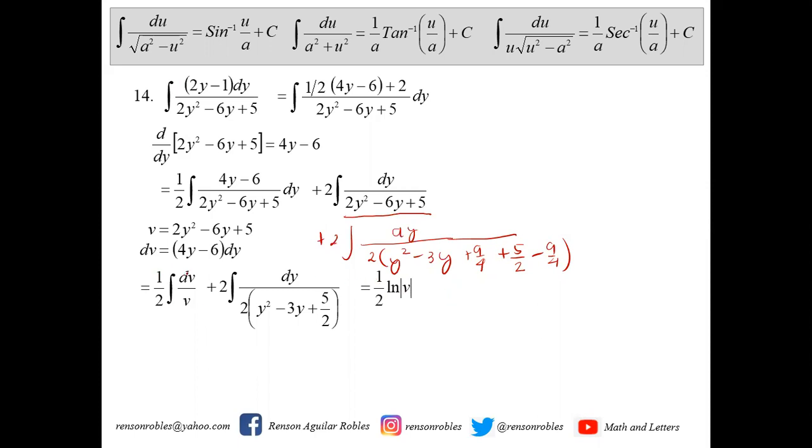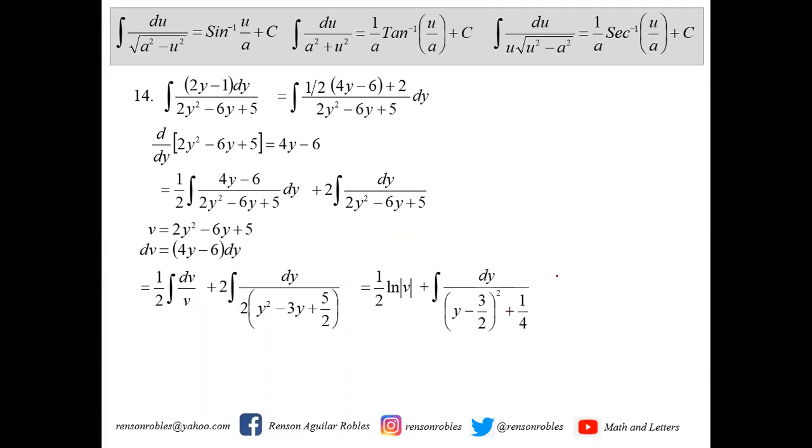And then finally, we shall have 1/2 ln v. So for 1/2 integral of dv over v, that's 1/2 ln v. And for this one, you can drop this off. And then that is equal to (y minus 3 halves) squared plus 1/4. So that's this y squared minus 3y plus 9/4 is factored out as (y minus 3 halves) squared. And then this 5 halves minus 9/4 is equal to 1/4, since 5 halves can be written as 10 over 4, so 10 minus 9, that's 1. And then when you look at here, you can now see that your a squared is 1/4 and that a is equal to 1/2, and that u squared is (y minus 3 halves) squared, and therefore u is y minus 3 halves, and therefore du is dy.